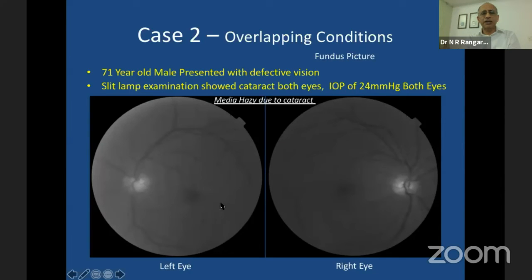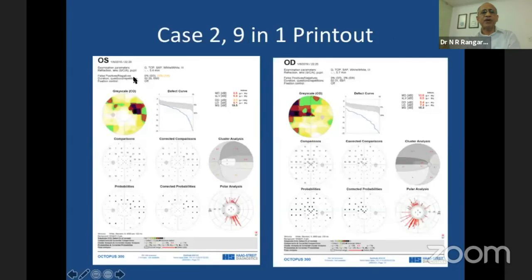So there is a lot of media haze. Of course, now you have fundus cameras like the IDEN, where even if there's a media haze, you can see what's going on. But on careful analysis, there is something going on here. This is the left eye and right eye. I like to put the left and right because it's easy to correlate when you're looking at visual fields. And this is the 9-in-1 printout, and you know that something is happening in the nasal fields.